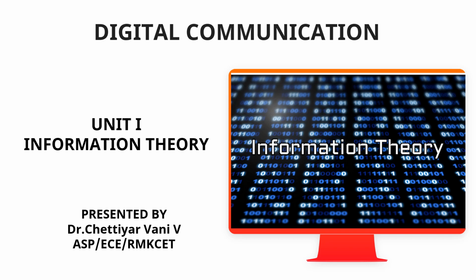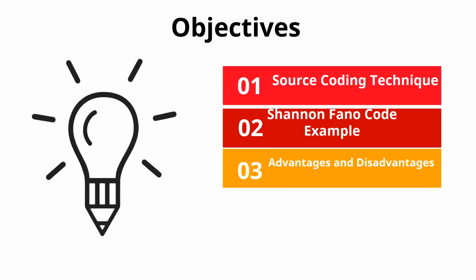In this video, we are going to discuss source encoding technique in information theory. So the objectives are to understand the importance of source encoding and to learn it by using Shannon-Fano code with an example, and to discuss the advantages and disadvantages of Shannon-Fano code.